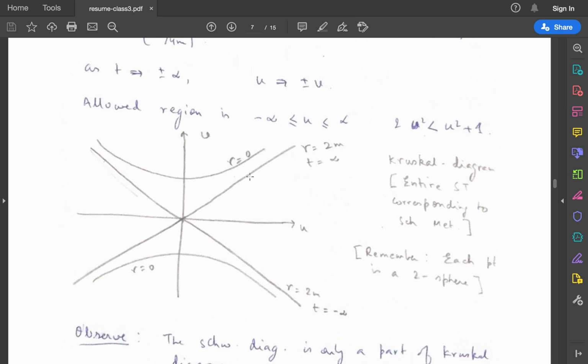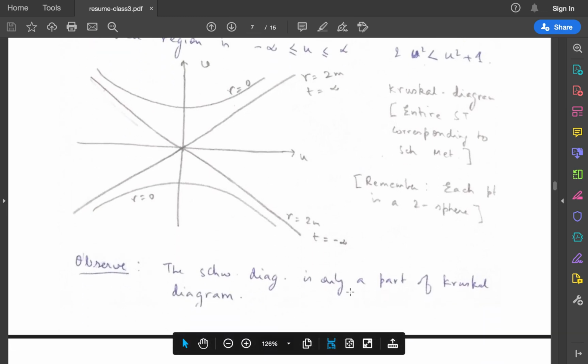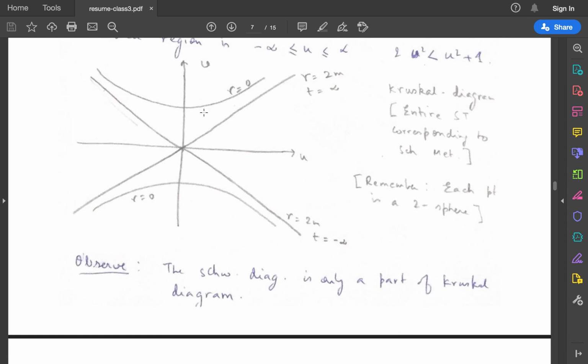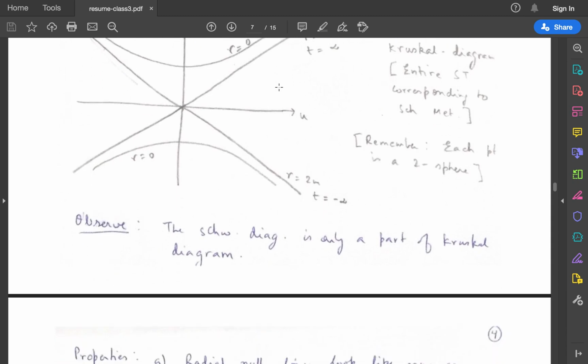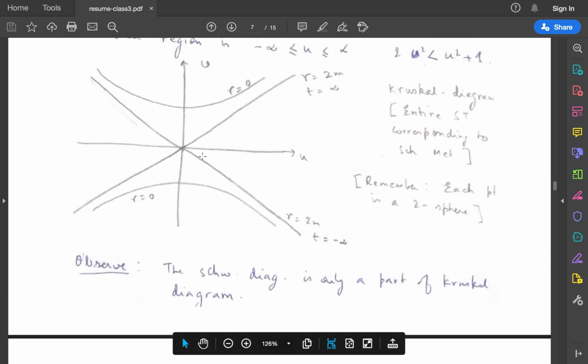Some observations: the Schwarzschild diagram is only a part of the Kruskal diagram. This was the Schwarzschild diagram we are talking about. So we are only seeing a part of the Schwarzschild metric in the Schwarzschild coordinates. But in the Kruskal diagram we are getting the whole manifold. So what are the different parts we can explore?